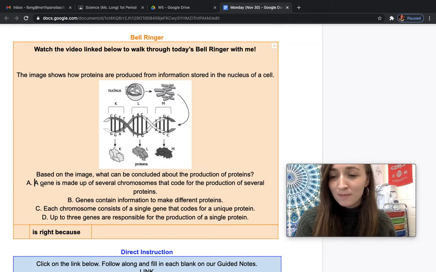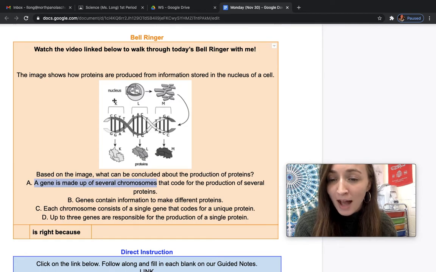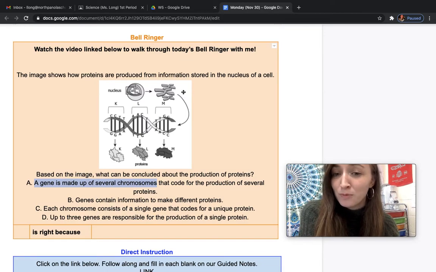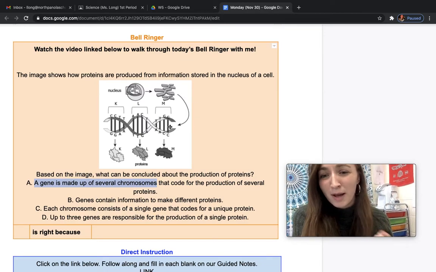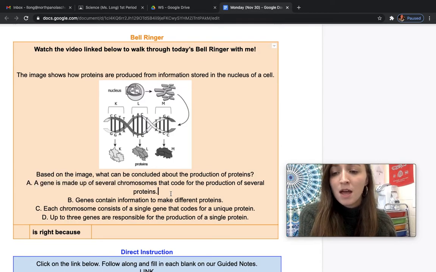It sounds good. However, look at it carefully. It says a gene is made up of several chromosomes. No, no, no, no, no. We know that the chromosomes are made up of the DNA, right? On each gene, and here in this picture we have gene labeled as K, another gene or section of that DNA labeled as L, and another gene labeled as M. On this strand of DNA, we have multiple genes, and these genes are all tightly wound up to be inside of the chromosome. You don't have chromosomes on your genes. It's the other way around, right? So we know it's not going to be A.